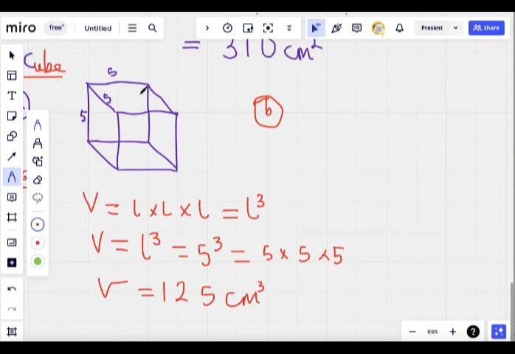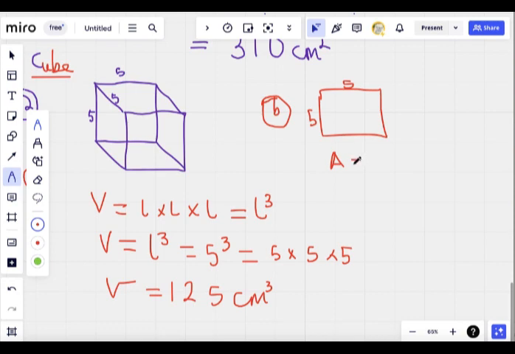Now, for a cube, you don't need to do the top and bottom, front face, left side, right side, and back side. No. For a cube, just do one face. All the 6 faces are the same. So you do the area of one face and multiply the answer by 6, because there are 6 faces. So we're going to say the area of the top face, assuming this is the top face. Here is 5 and here is 5.